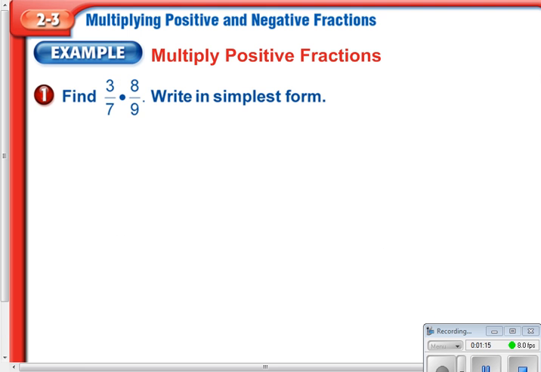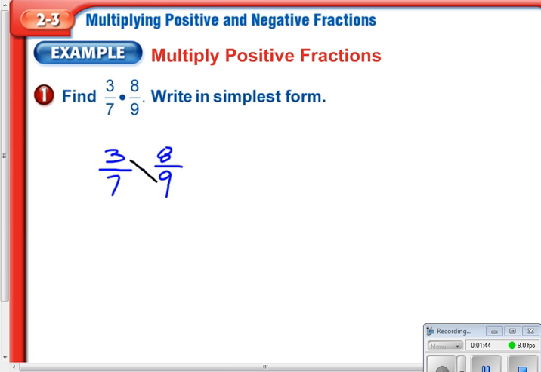Our first example here, we have 3/7 times 8/9. Now if we look at our first fraction, 3/7, you cannot reduce 3/7. Check out your second fraction, 8/9. Cannot reduce 8/9. So now you need to look diagonally. When you look diagonally, you would see that you can reduce that. There's the diagonal. Whatever you do to a numerator can be done to a denominator.